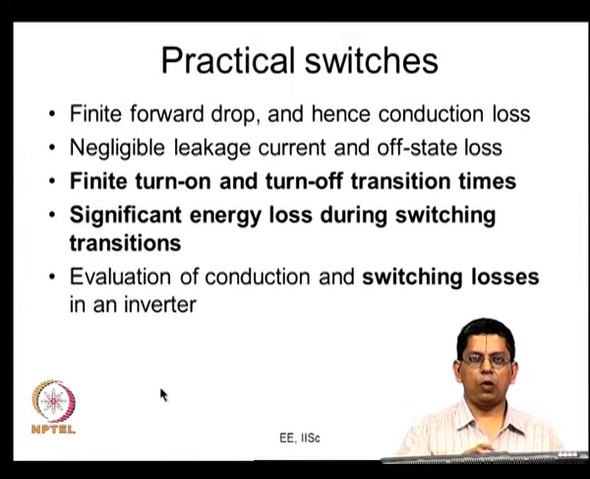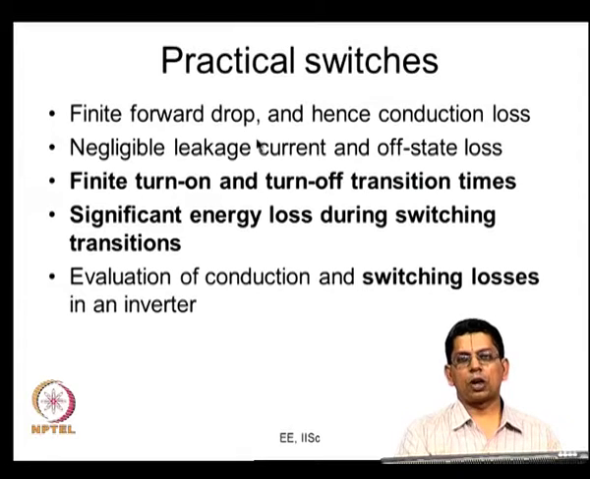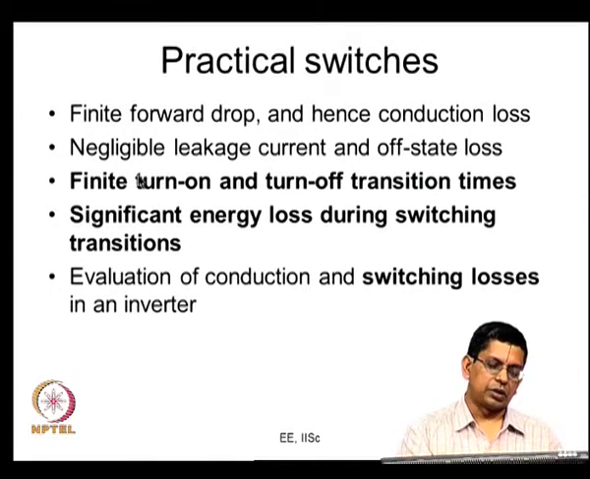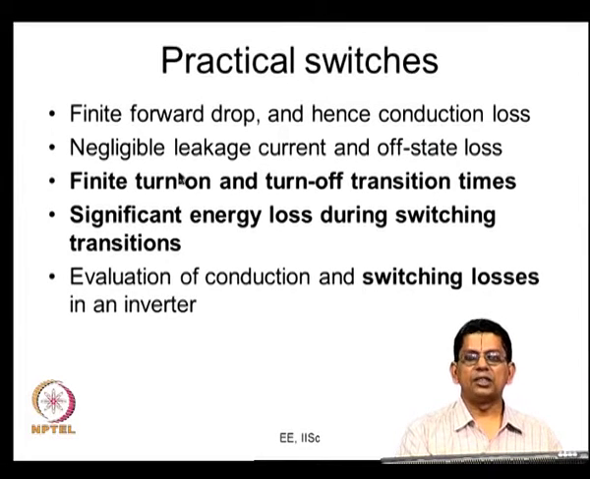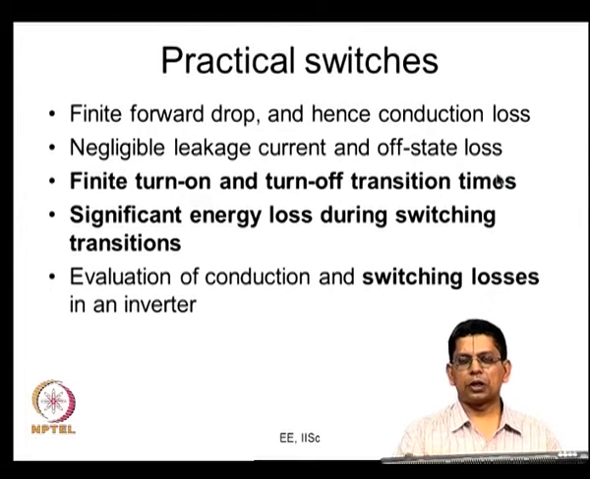As we have seen before, there is a finite amount of forward drop. Hence, whatever current might be flowing through the transistor, this forward drop multiplied by the current is the power dissipated in it, and therefore there is some conduction loss, which was our subject for discussion in the last class lecture. Even in a practical switch, the leakage current is negligible, and whatever loss it could cause is negligible, thankfully, and we normally ignore the off state losses in most power semiconductor devices.